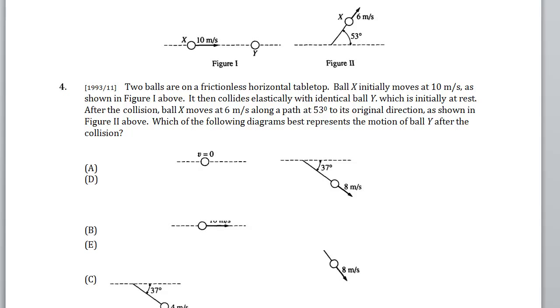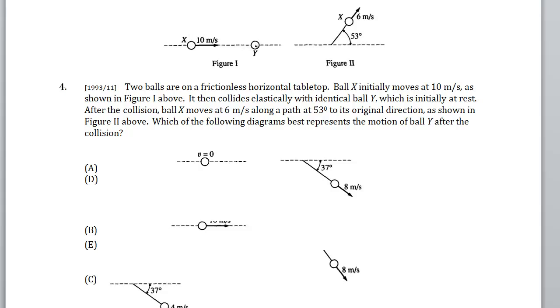Hey, this is part 2 of the review, chapter 9. We're on number 4, multiple choice. Number 4, we have a collision. And most of the time when we have collisions, this one's in 2 dimensions, so it's going to involve vectors.